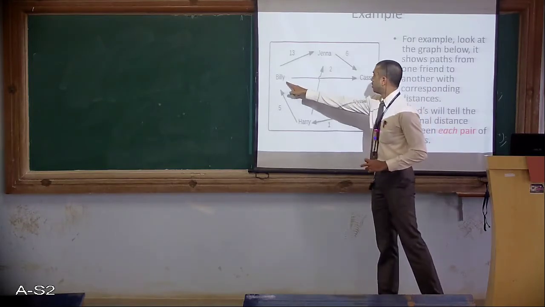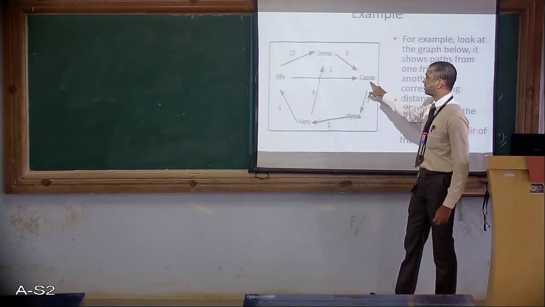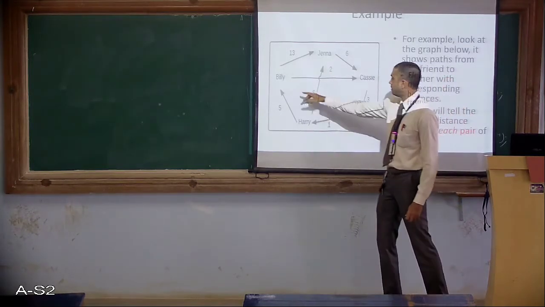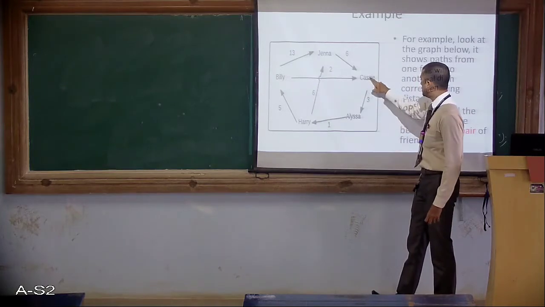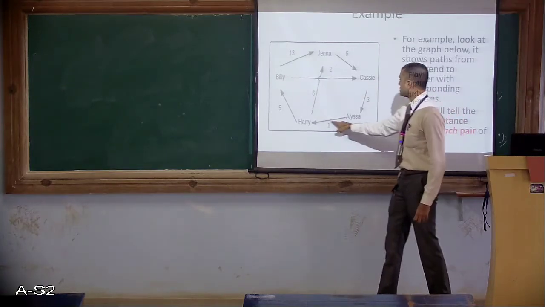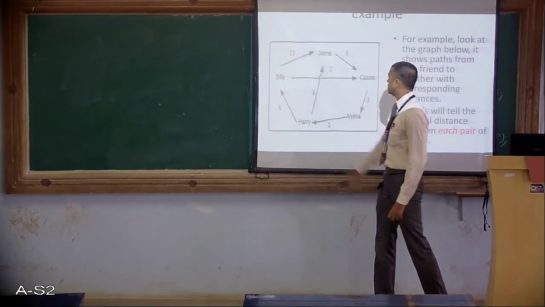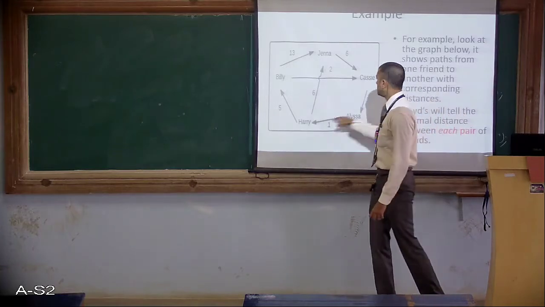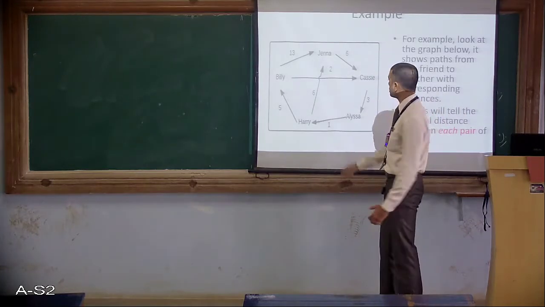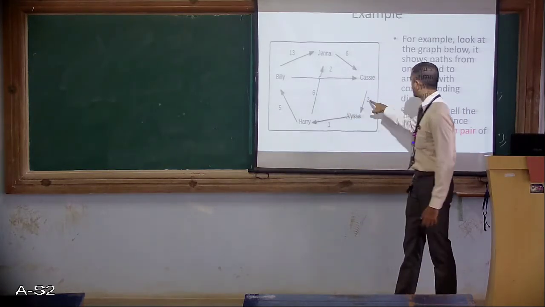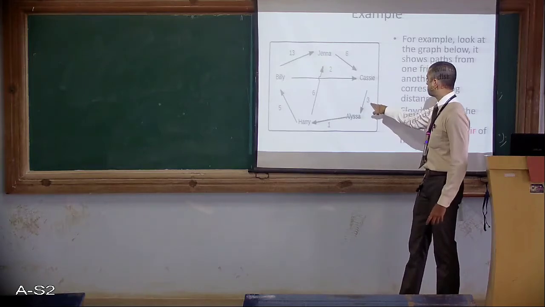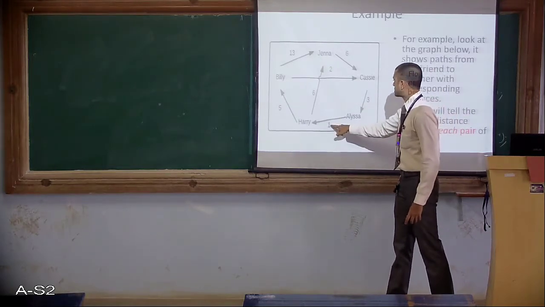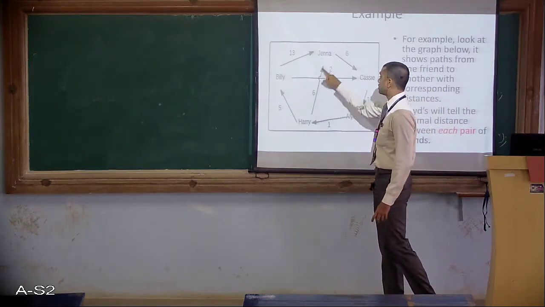I can go from Billy's house to Cassie's house. This is the alternative route that I'm talking about. Billy's house to Cassie's house, and from Cassie to Alyssa, Alyssa to Harry, and Harry to Jenna. So this is an alternative route. Let's calculate its cost. This is 2, 3. 2 plus 3 is 5. 5 plus 1 is 6. 6 plus 6 is 12.